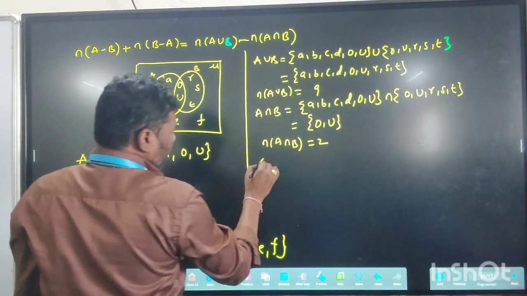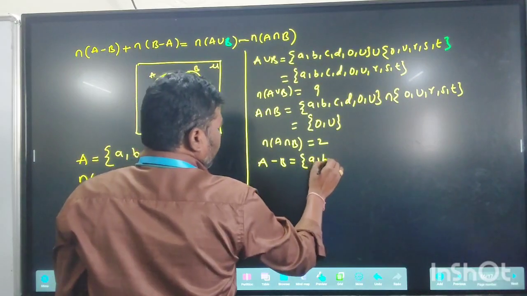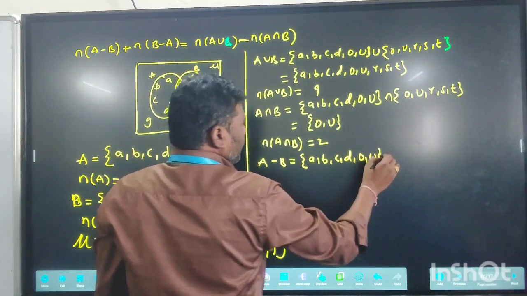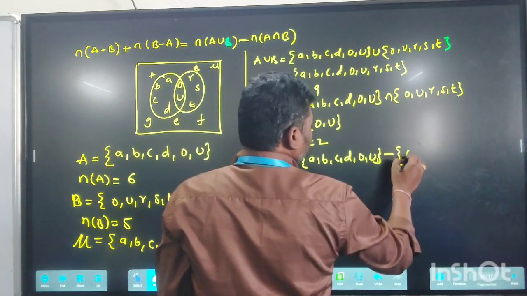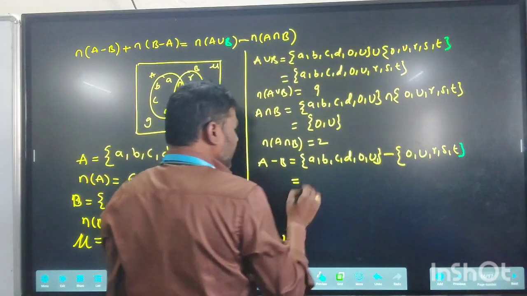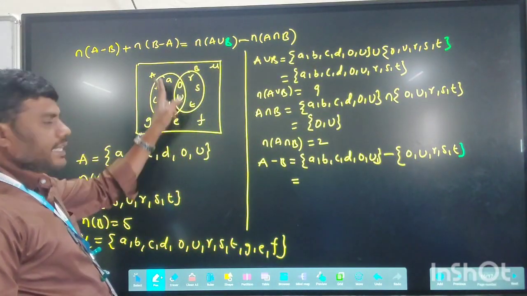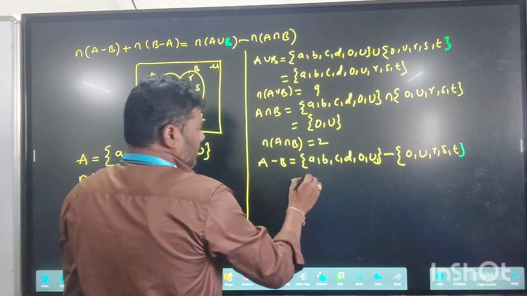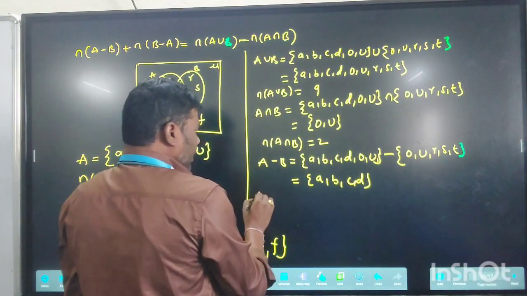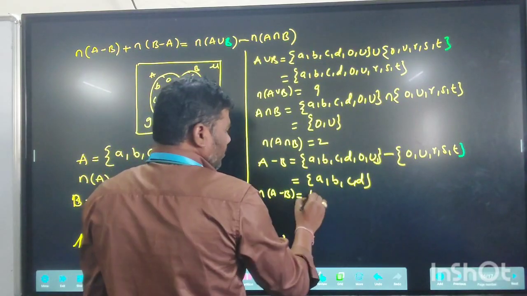Next one, A minus B. A values: a, b, c, d, o, u, and minus B values: o, u, r, s, t. A minus B means what? This part only, right? Okay. So a, b, c, d. Number of A minus B equals 4.